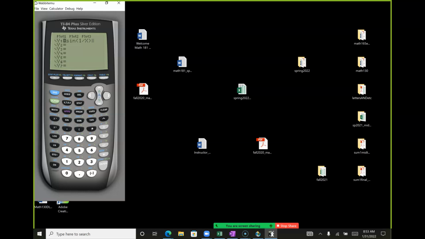So I remember what I did here. I got my function in, sine of 1 over x, right? I want to look at the table set. I want to make sure I put my table set on ask. There's another way to do this. I can have it generate a whole table for me, but I like to be in control a little bit. I like to pretend I'm in control. And then I'm going to second table.